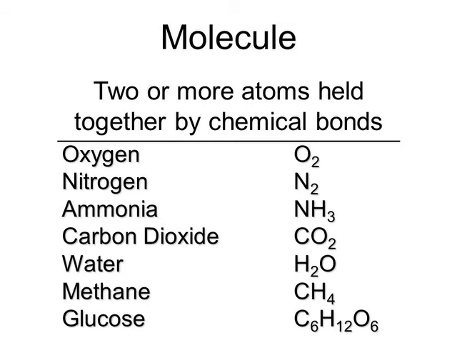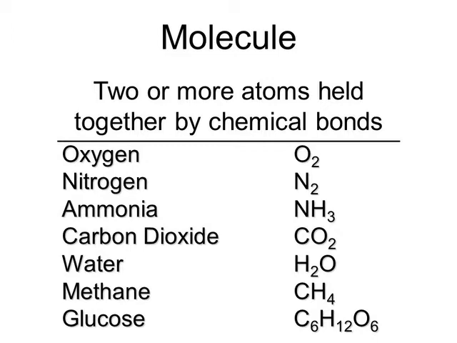Now, if we talk about molecules, what we've been talking about so far are specific elements, just single elements. But when you combine multiple elements or atoms together, you get a molecule. And in order to combine two or more atoms, you need to have a bond between them. Here are some examples of molecules here on Earth.